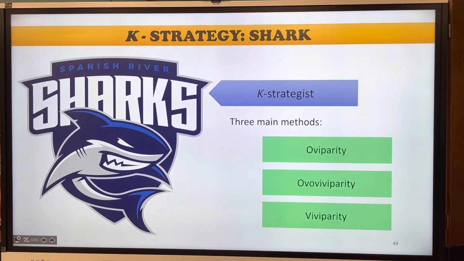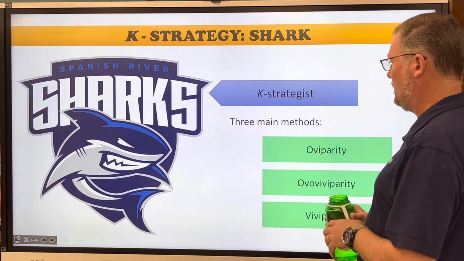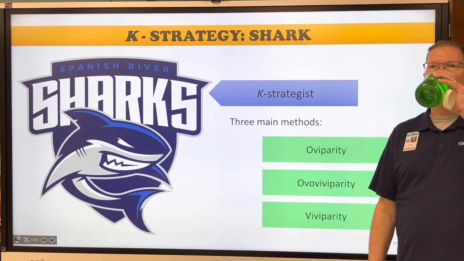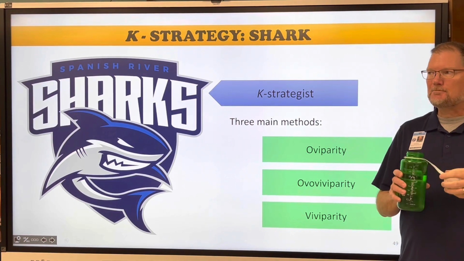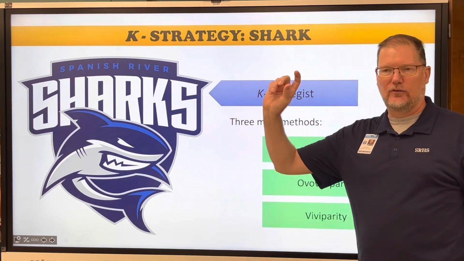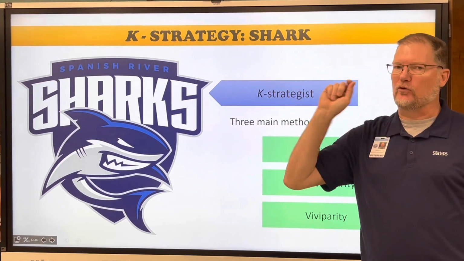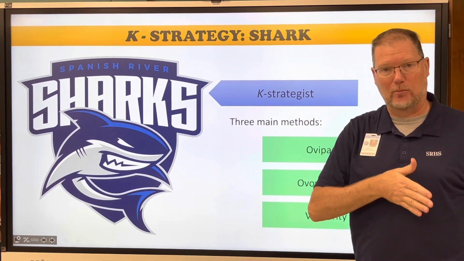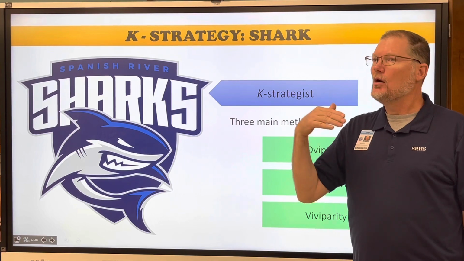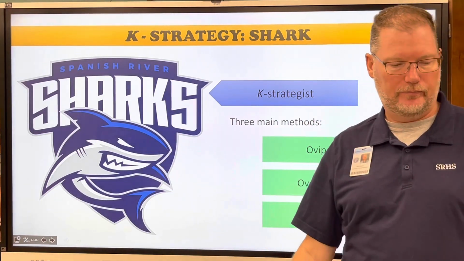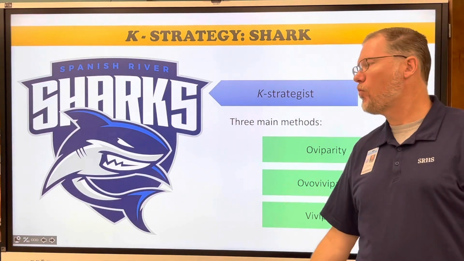Now sharks, let's talk about sharks. They are K strategists, and they have three main methods to do so. They're not as far along on that scale from R to K. They're not up there with whales and dolphins and land mammals, okay? But they're better than other fish, let's put it that way, and other marine organisms.